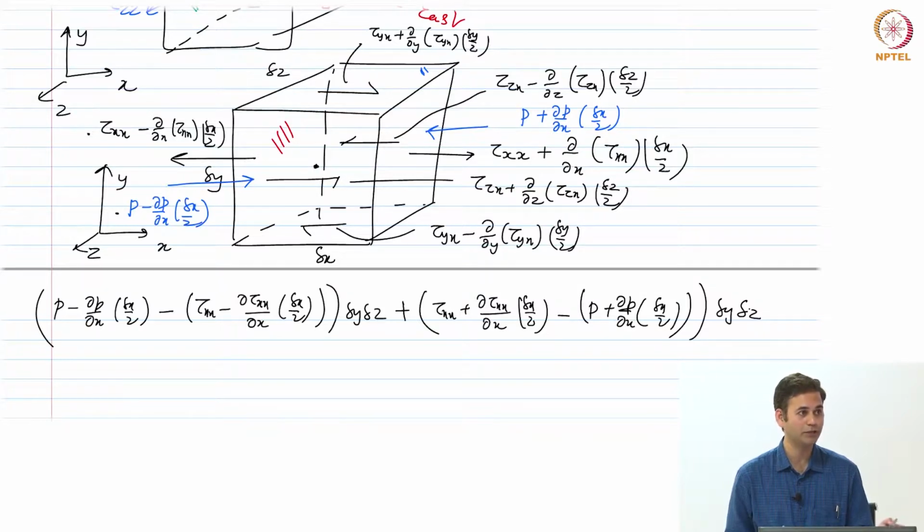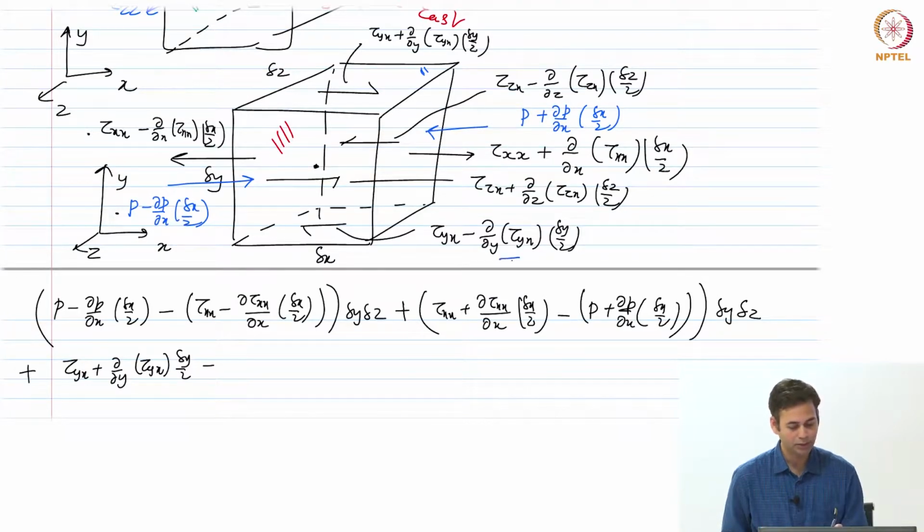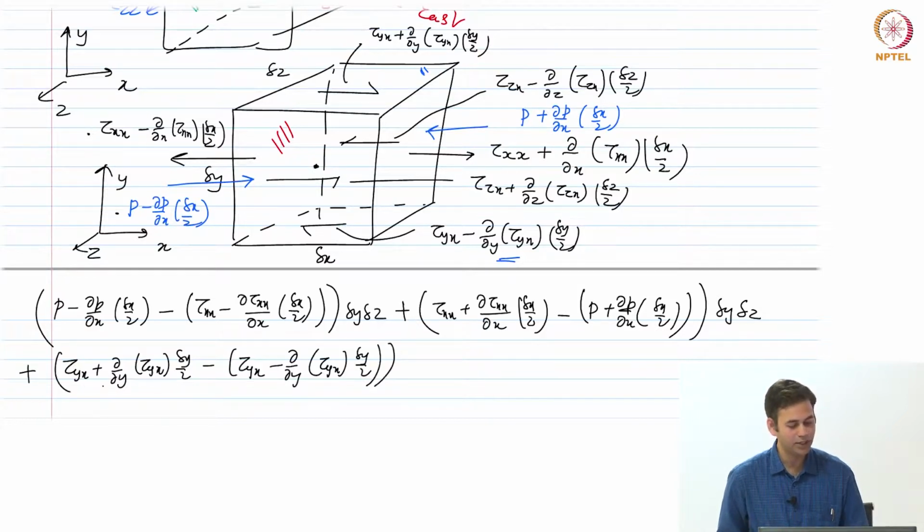No, we have more terms, we have the other two terms which are nothing but on the y plane and the z planes. So, on the y plane what is the other quantity we have? This is tau yx plus partial y tau yx times delta y by 2, minus we have on the south face, which is this one, tau yx minus partial y tau yx delta y by 2, multiplied with what is the area? Delta x delta z.